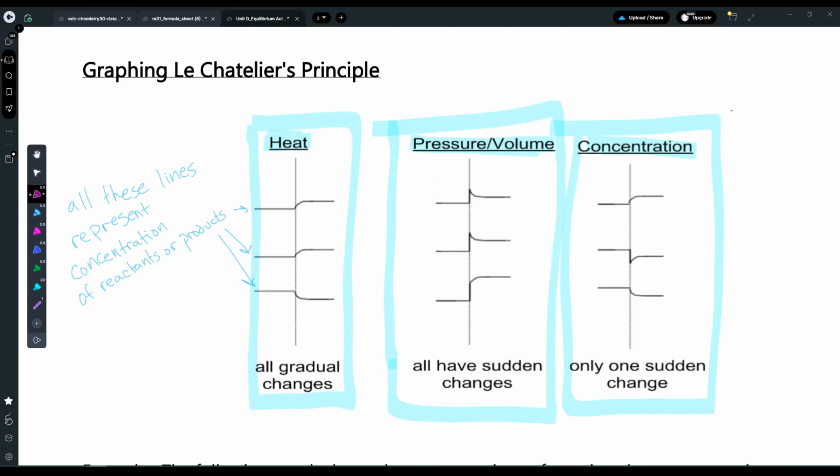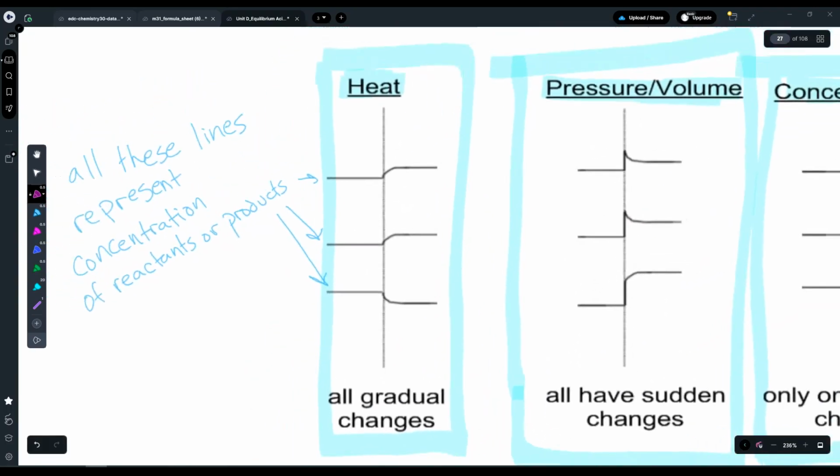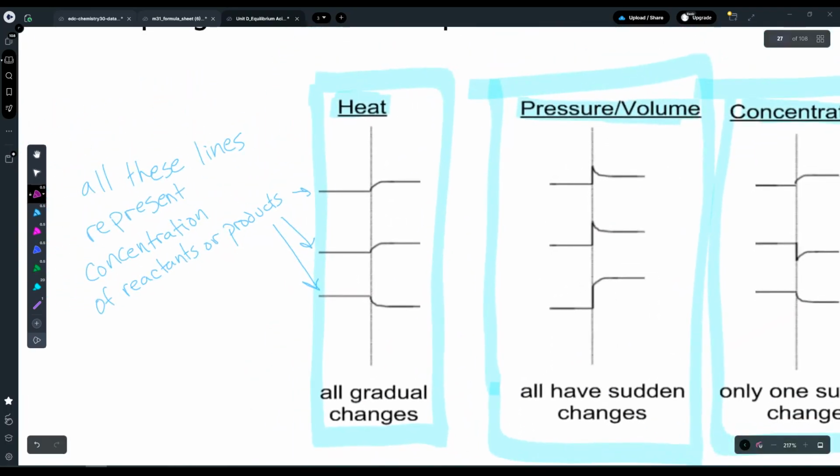So for the first one, it represents a change that you'll see in the graphs when either heat is being increased or decreased in a system. For how to determine whether heat is being increased or decreased, it really depends on if your reaction is an endothermic or exothermic reaction.